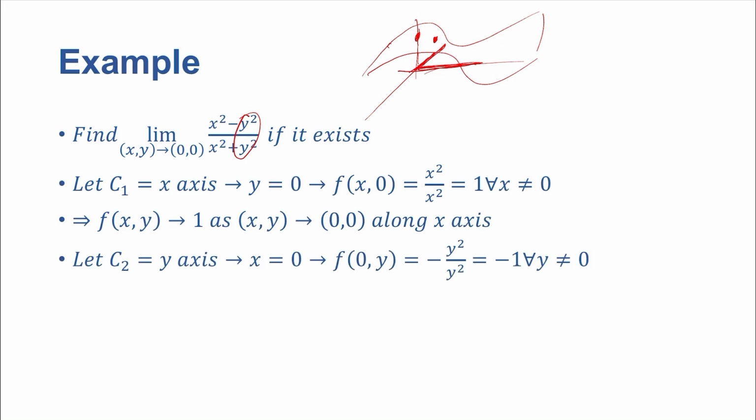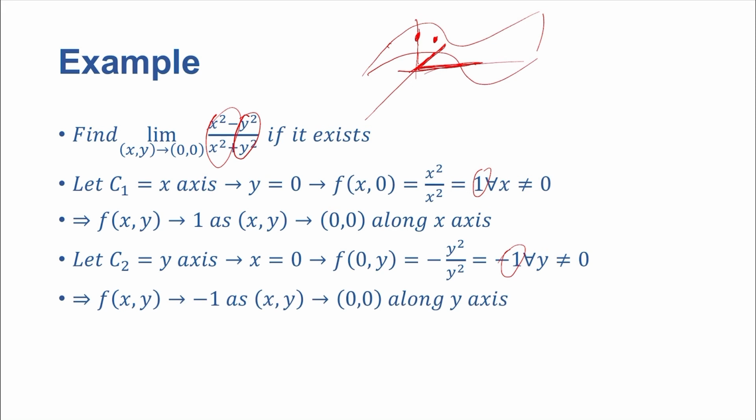Now if we let C2 be the y-axis, then I need to set x equal to 0, so I'll have f of (0, y). If I plug this in, then I get negative y squared over y squared, which is negative 1 as long as y is not 0. So we've determined that this is not equal to that. f of (x, y) approaches negative 1 as (x, y) approaches (0, 0) along the y-axis. This means the limit does not exist, because this value does not equal that value. Based on two different paths, our limit is different, so the limit does not exist.